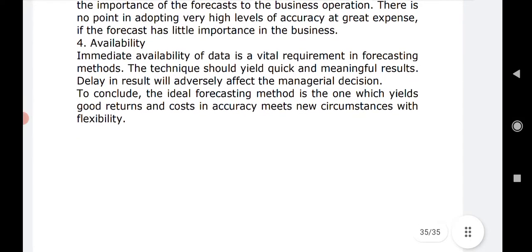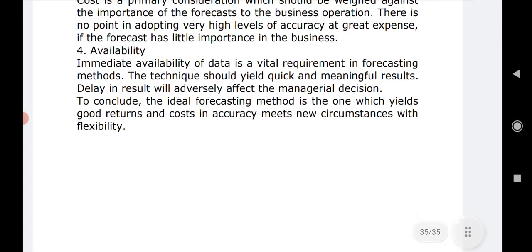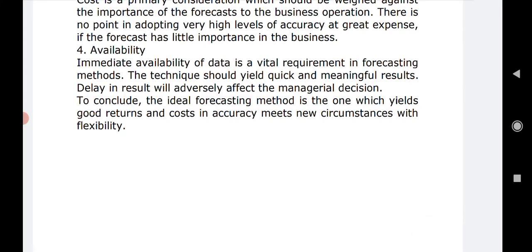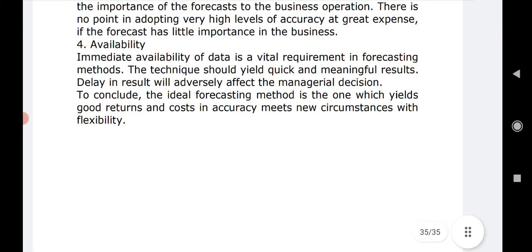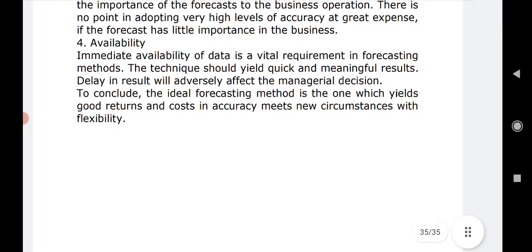So to conclude, we can say that an ideal forecasting method is the one which yields good results, keeps the costs under control, right, and meets all new circumstances with flexibility. When we can do this, we can say that yes, ideal forecasting is done, because forecasting is important, on which production depends, and production depends on how well you can plan the plant layout. That is how sales forecasting can be considered one of the important and interconnected methods with the plant layout.